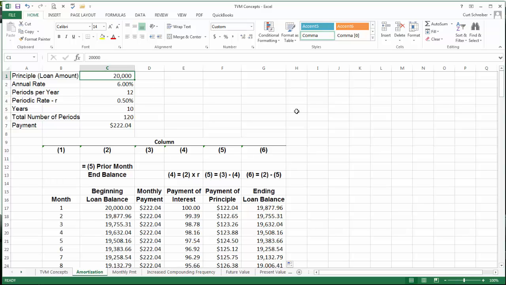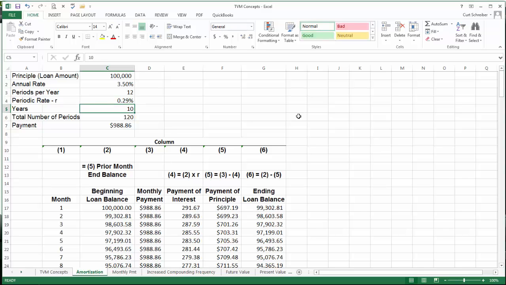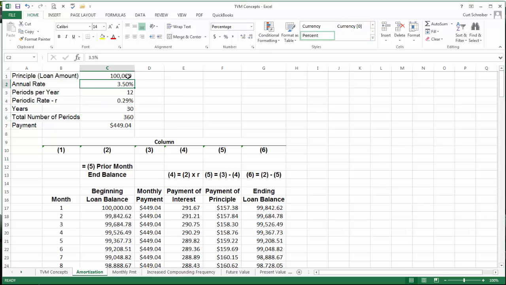Let's say rather than a $20,000 student loan, we have a $100,000 home loan. Okay? Right now, home loans are going for about 3.5%. And that would be on a 30-year loan. On a 30-year, $100,000, 3.5% loan, the monthly payment would only be $450.